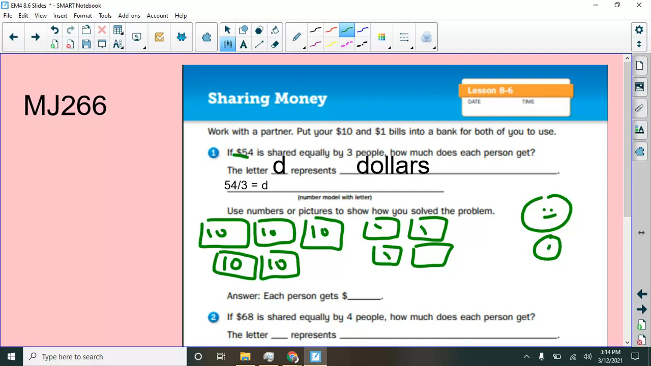And if you want to do this on your dry erase board because there's more room. Oh, poor guy. It looks like that guy's crying.